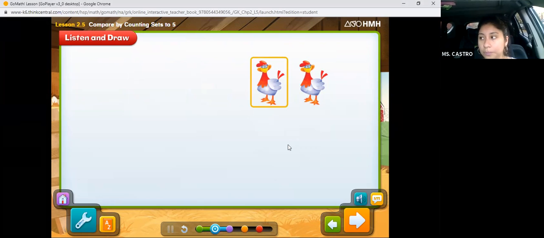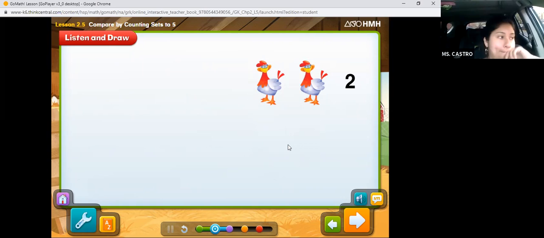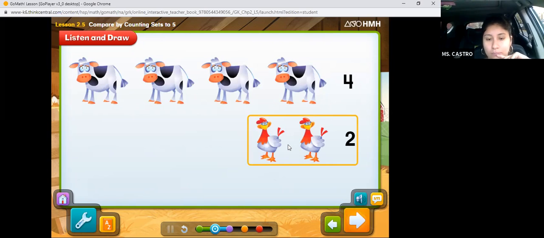1, 2. This time you counted 2 roosters in the set. That means you can use the number 2 to show the number of roosters. So you counted 4 cows and 2 roosters. Now let's compare the numbers. The number of cows is greater than the number of roosters. That means 4 is greater than 2. The number of roosters is less than the number of cows, so 2 is less than 4.